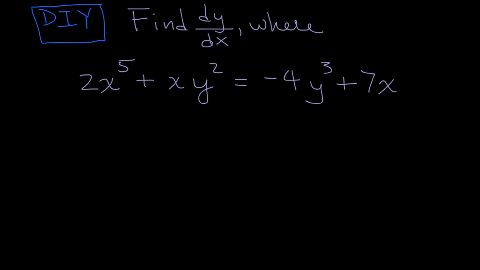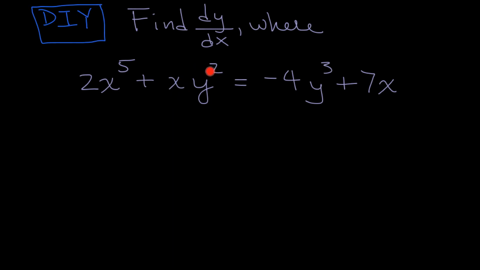Here we have a do-it-yourself problem where you're asked to find dy/dx when 2x^5 + xy^2 = -4y^3 + 7x. So we're going to pause the video, give you a chance to do implicit differentiation. Remember that when you differentiate y's, you treat them differently from when you differentiate x's.